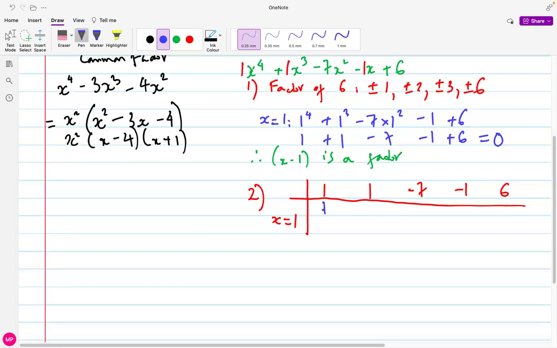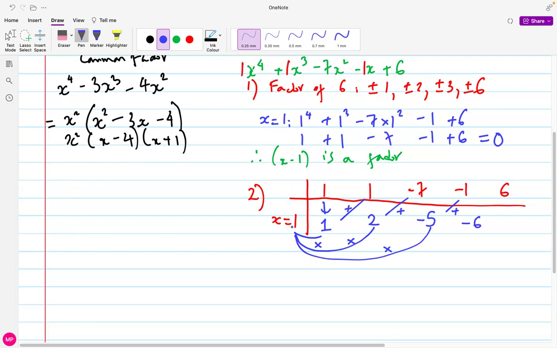So whatever the first one is, we bring it down. Then you do 1 times 1 plus 1. 1 times 1 is 1, 1 plus 1 equals 2. Then doing the same thing, we do 1 times 2 plus -7. 1 times 2 is 2, 2 minus 7 is -5. Then keep going, 1 times -5 is -5, plus -1 gives you -6. And finally, 1 times -6 plus 6 gives you 0. And of course, the remainder is 0, so you know you are doing it correctly.